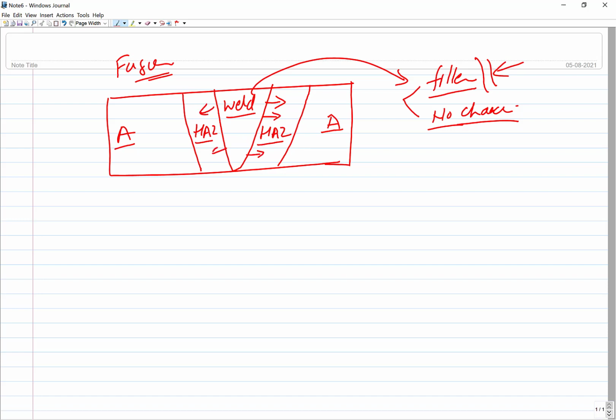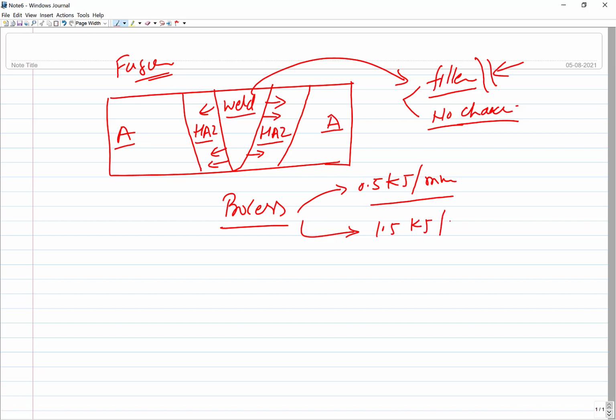But if you talk of the weakness related with the heat affected zone, what do you have in your hands for a given process? There are processes which are able to develop a weld joint with 0.5 kilojoule per mm. You have processes which will use a heat input of 1.5 kilojoule per mm, and there are processes which can use even 5 kilojoule per mm. So there are different categories of processes.